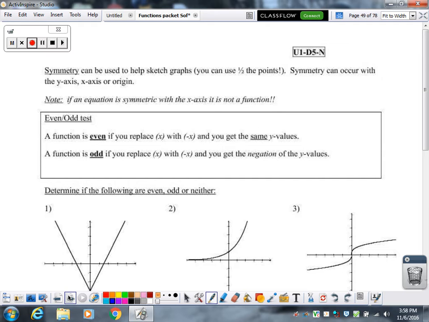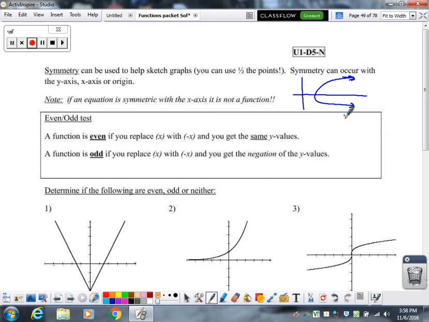However, since an equation that is symmetric with the x-axis is not a function, let's take, for example, the sideways parabola, we're not going to be talking about symmetry with respect to the x-axis. We're just going to be talking about symmetry with respect to the y-axis or symmetry with respect to the origin. Because again, any relation that is symmetric with the x-axis is not a function.